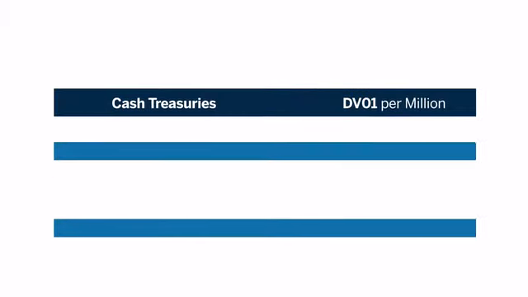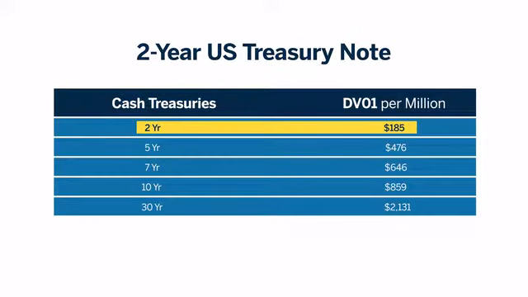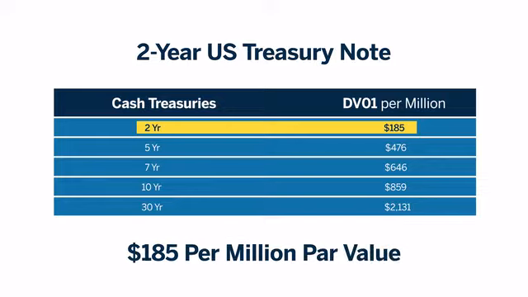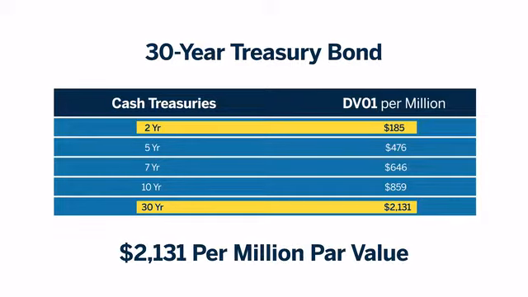DV01s tend to get larger as you move out the yield curve. For example, a 2-year U.S. Treasury note may have a DV01 of $185 per million par value, while a 30-year Treasury bond may have a DV01 of $2,131 per million par value.